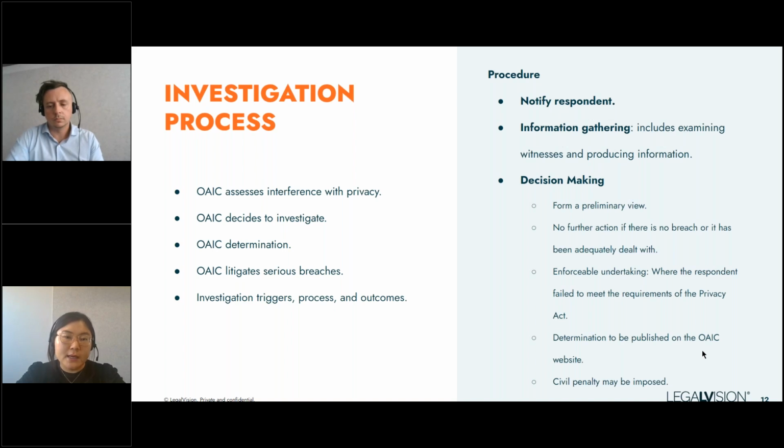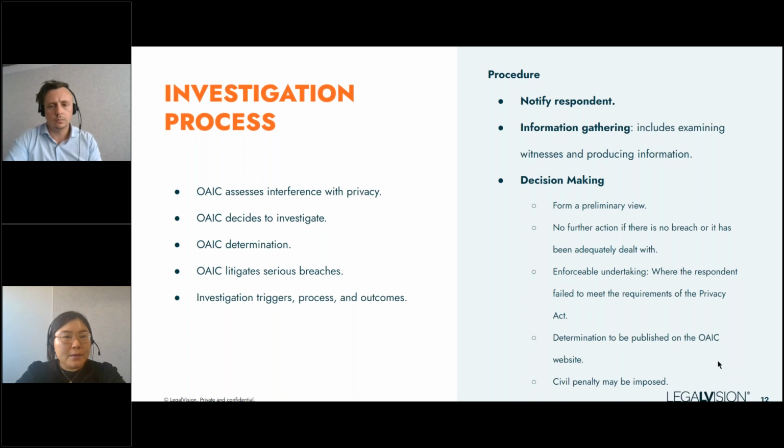It alleged that the social media platform has committed serious and/or repeated interference with privacy in contravention of the Australian privacy law. The Commissioner alleged that Facebook disclosed personal information of Australian Facebook users to an overseas app, and without consent of the users. So that's still ongoing and hasn't been finalised.